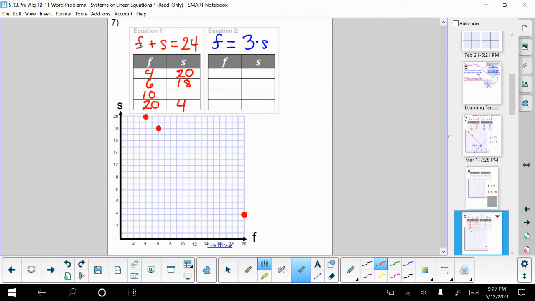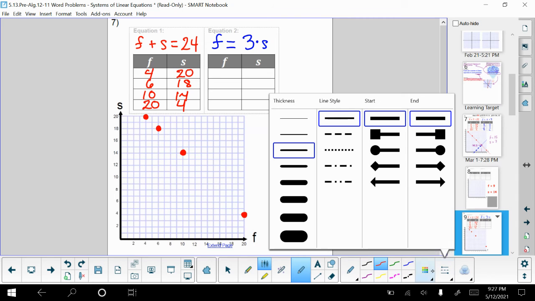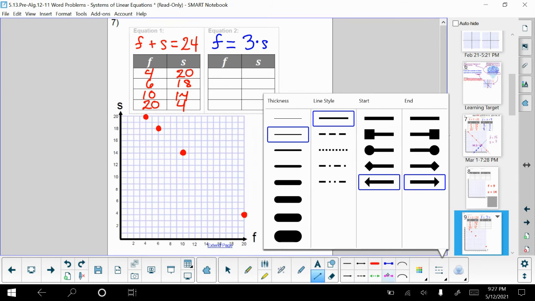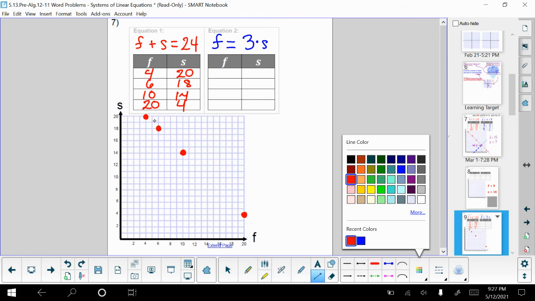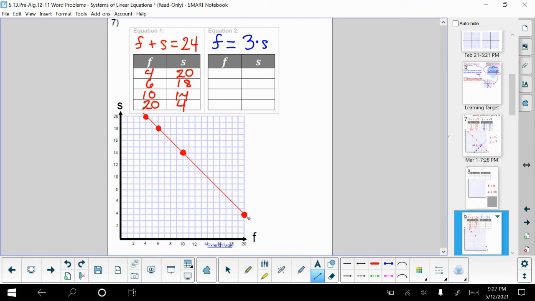All right, what about 10? We like 10. 10 plus what? That would be 14. So 10 plus 14. And now we can go ahead and draw our graph. Draw our line, excuse me. I suppose I could have made that a little bigger, but you get the point.